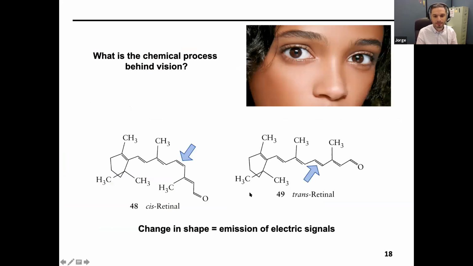And the chemical process behind the vision. So in our eyes, we have this compound called retinol. So we have here a double bond. And when there is light, we switch the configuration of this double bond. Instead of the bonds pointing down, we have one pointing down and another up. So this switch will generate electric pulses, and your brain will reconstitute the image according to the number of electric signals.